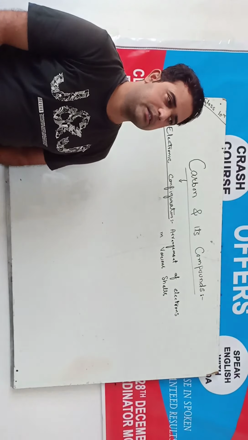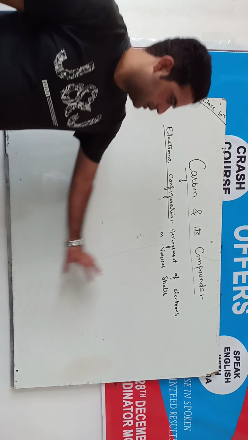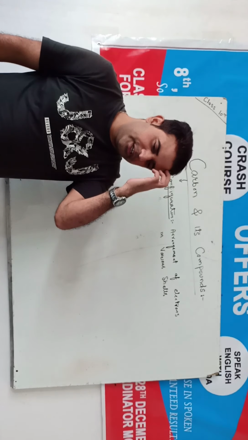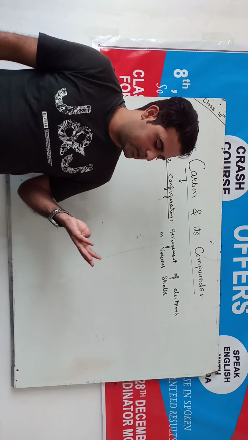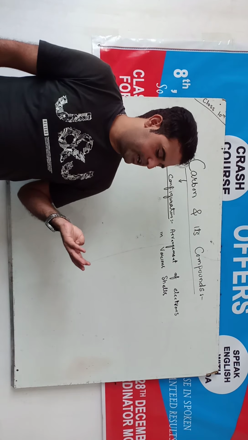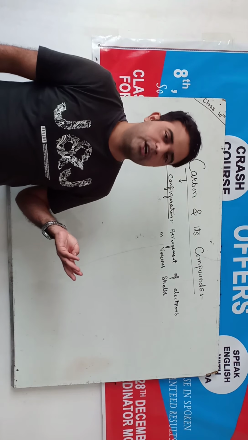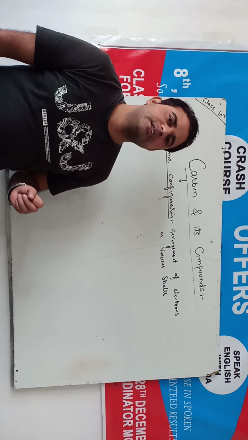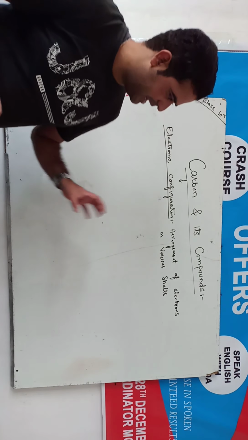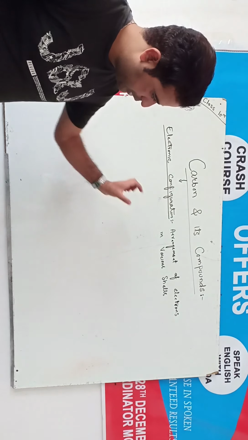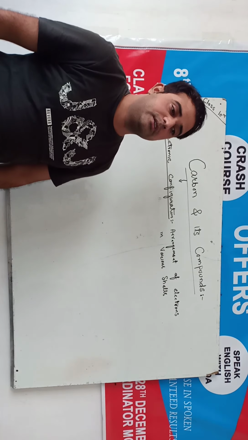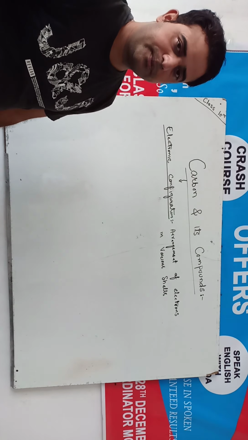In your previous class, you have discussed the structure of an atom. The atom, basically, is made up of 3 types of particles. One is the electron, second is the proton, and third one is the neutron. The protons and neutrons are present in the nucleus, while the electrons revolve around the nucleus in elliptical paths, which we refer to as shells.